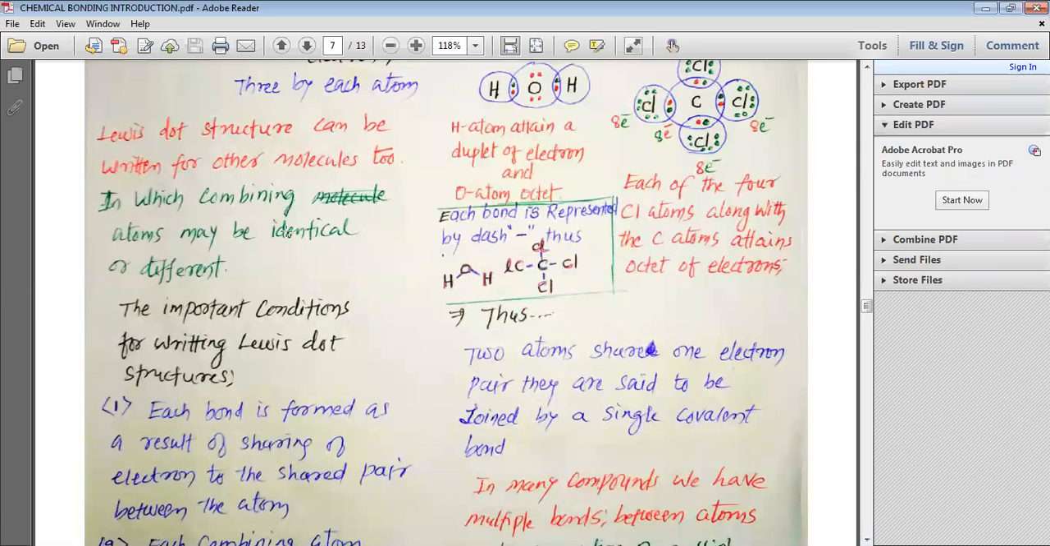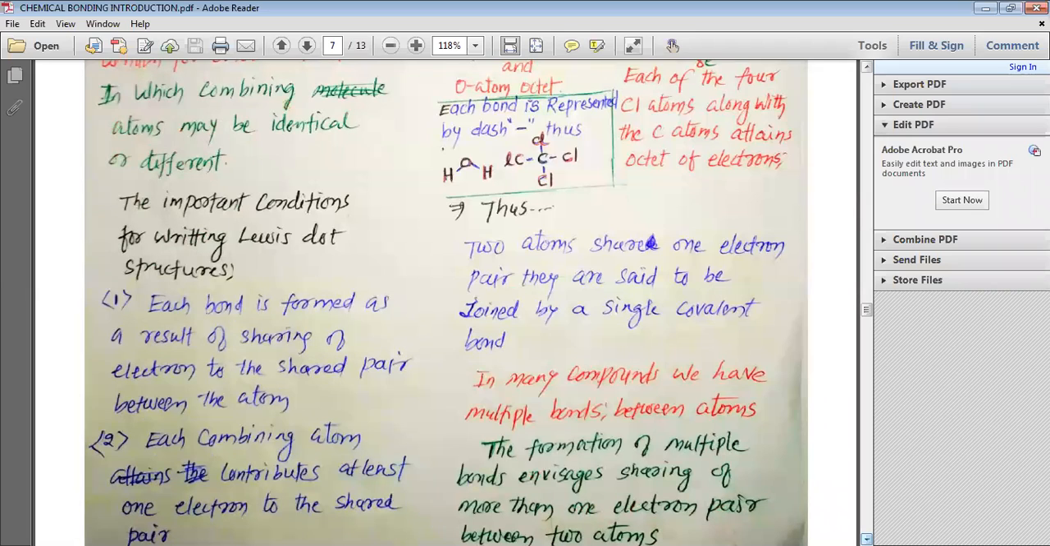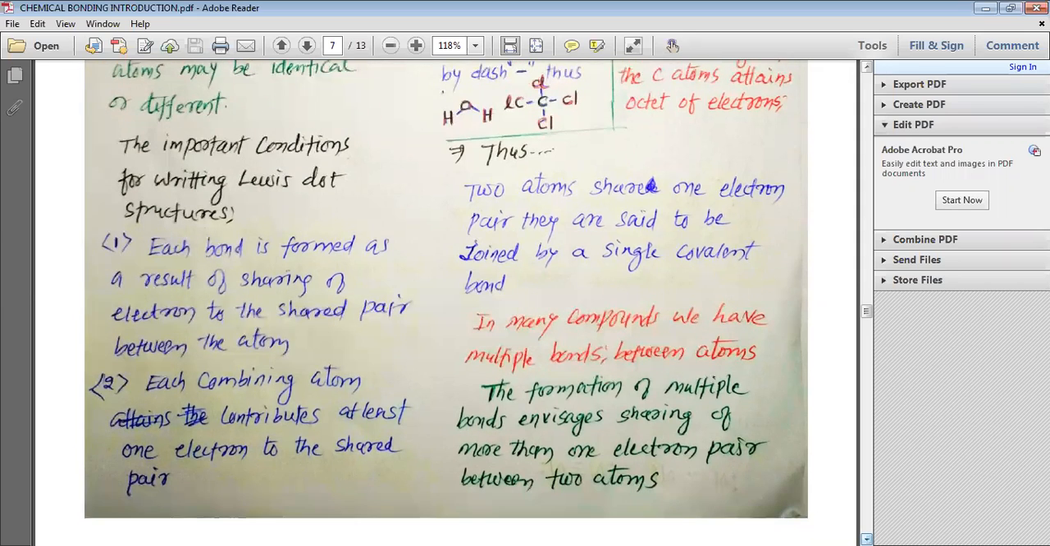So when we think about other molecules, these other molecules may have the same type of atoms or different types of atoms. In the case of chlorine, both the atoms were the same, but we can make it for other molecules which do not have identical atoms. The important conditions for writing the Lewis dot structures, let us study them, dear students.